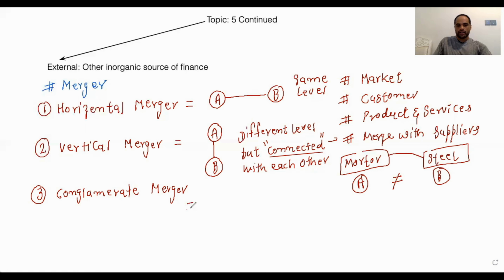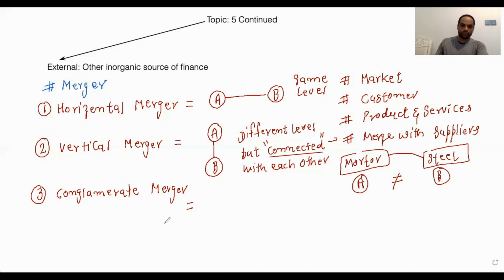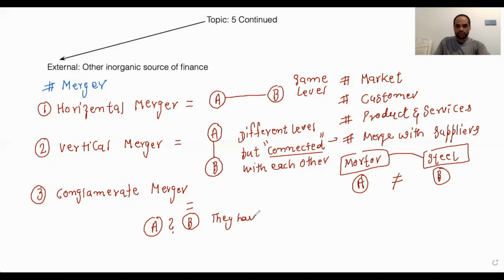The third merger is a conglomerate. Conglomerate means these two companies have a different level and they are not connected with each other directly or indirectly, right? So A and B, they're going to merge together. It means they have a different level.